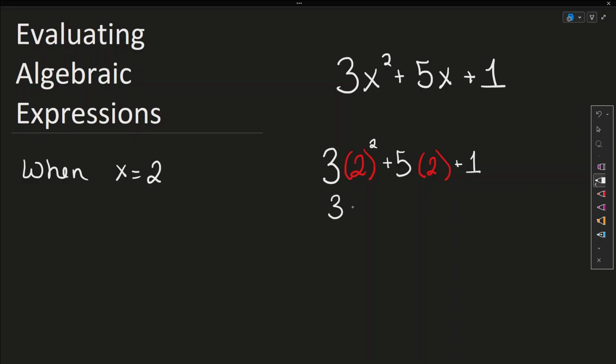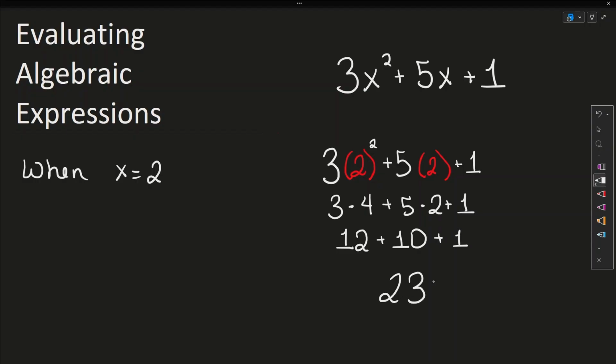2 squared is 4, so this is 3 times 4, plus 5 times 2 plus 1. 3 times 4 is 12, and 5 times 2 is 10. So we now have 12 plus 10 plus 1. That equals 23. So the value of this expression is 23.